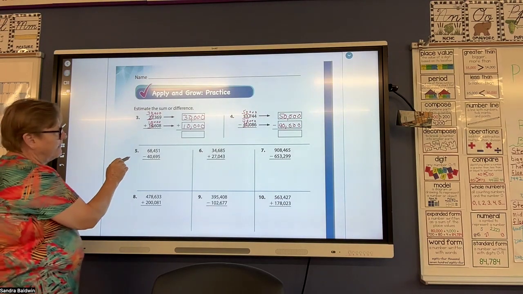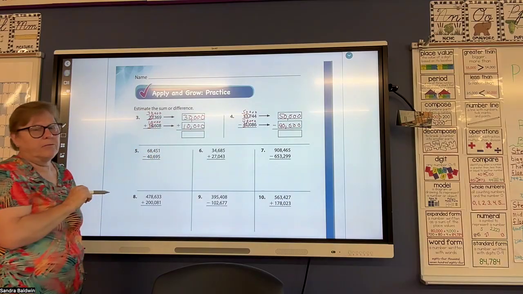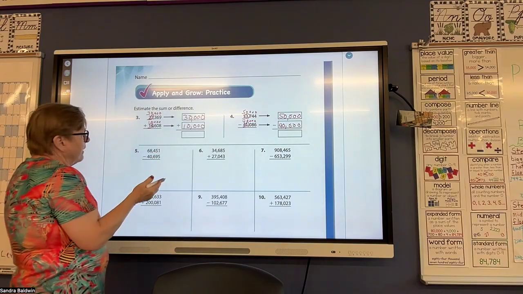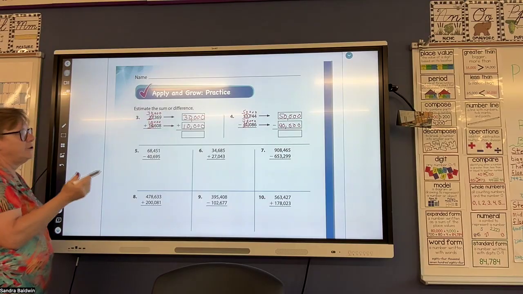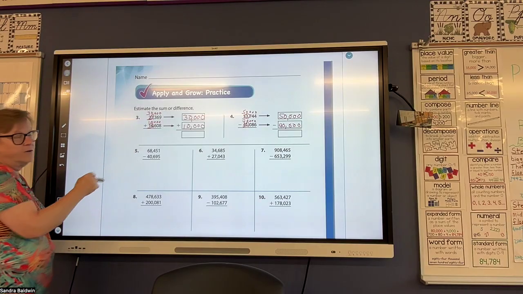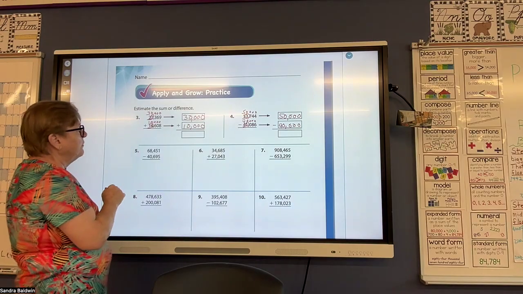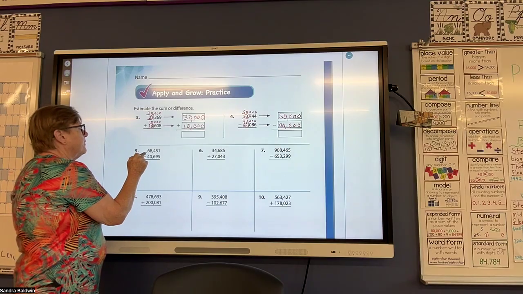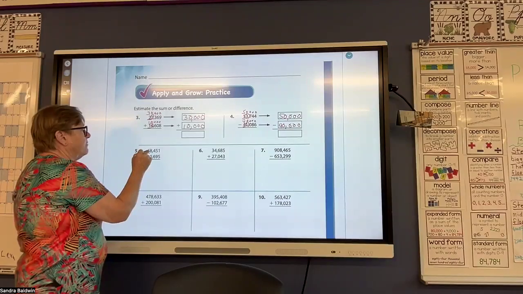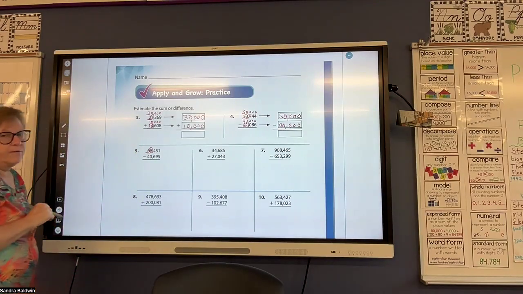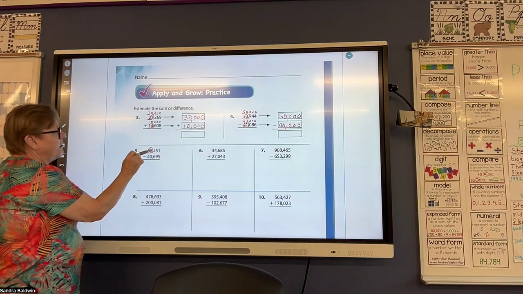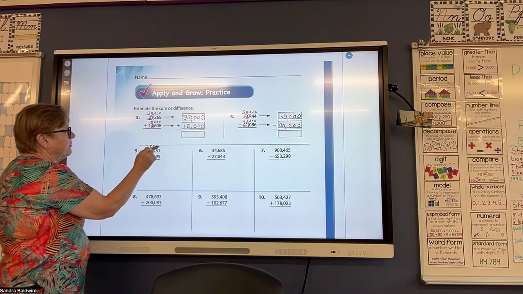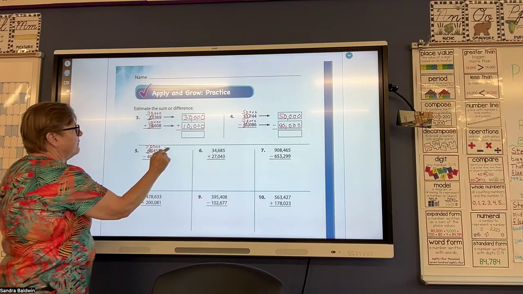Okay, on number 5, it doesn't give us the rectangles to put our numbers in, but we're going to do it the same way. There's 5 digits, so I'm going to round to the nearest 10,000. I could choose to round to the nearest 1,000 or 100, but it doesn't tell me what to do, so I'm going to just round to the nearest 10,000. 6 is in the 10,000 place. 8 is in the thousands place. 68,451. The 8 is more than 5, so it's going to make this 6 turn into a 7, and then we keep the zeros. So I know that is 70,000.